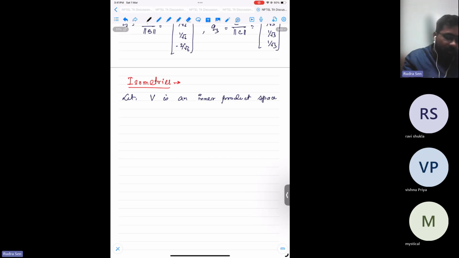So V is an inner product space, and T is a linear transformation. Since we are dealing with linear algebra, there is no nonlinearity. So T is a linear transformation from V to V. It takes values from V and places them in V.